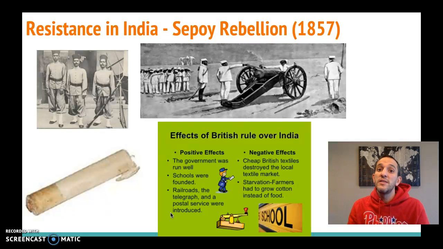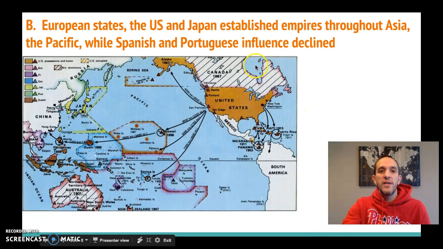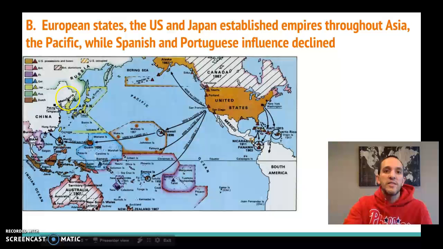It's also going to lead to nationalism in India, and we're going to eventually see by the early 1900s a guy named Gandhi who's going to lead this nationalist movement, but more on that later. Also, European states, the United States, as well as Japan, who industrialized under the Meiji Restoration, are going to establish empires through Asia and the Pacific.